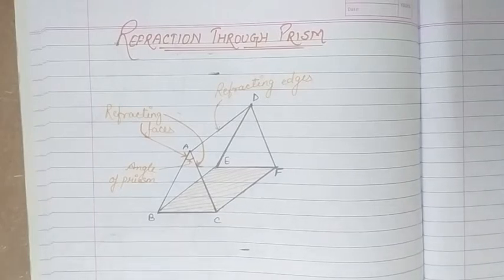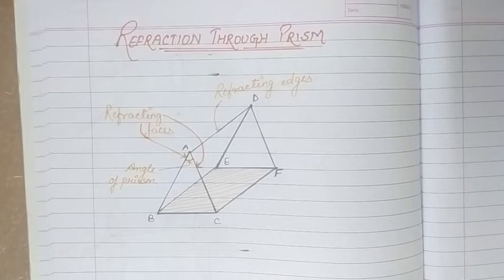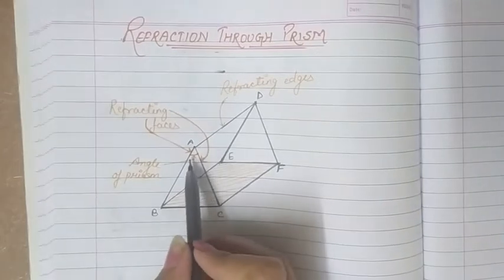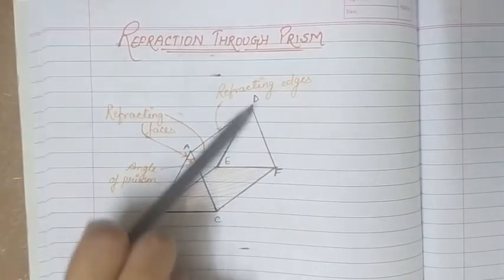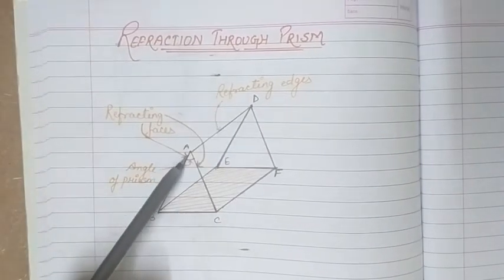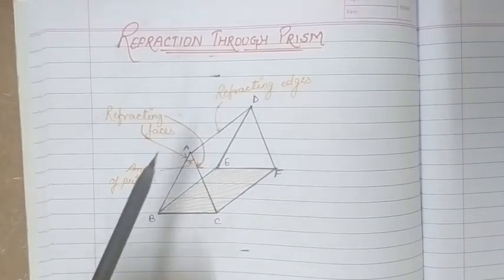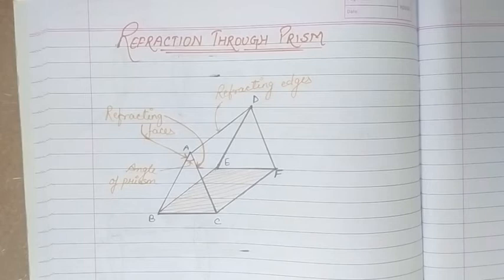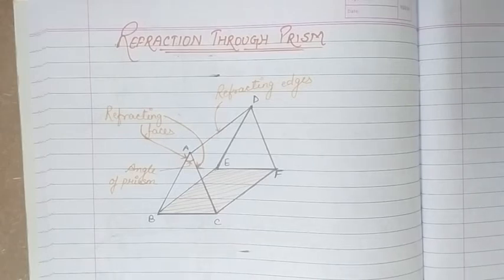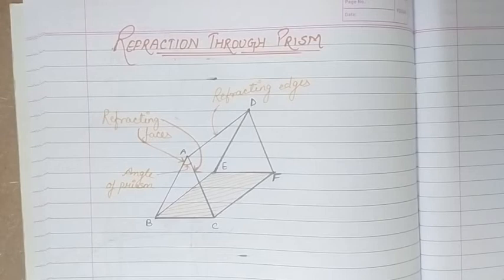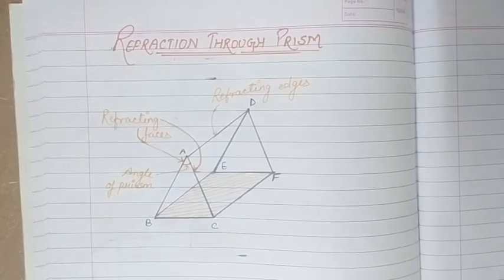It is bounded by two plane faces inclined to each other at a certain angle, right? So there are two faces here. The two faces are ADFCA and ADEBA. These are two rectangular faces which are inclined to each other at a certain angle, and these faces are called refracting faces of the prism.